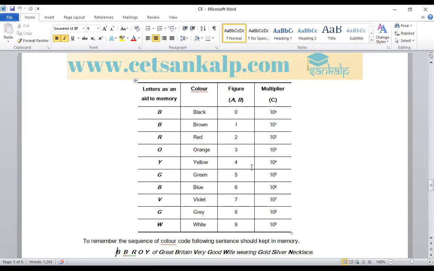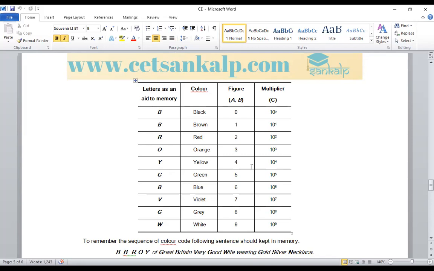Suppose instead of the fourth band, if gold and silver are present in the third band, then the power will be 10 to the power minus 1 for gold. For silver, it is 10 to the power minus 2. That we have to remember.